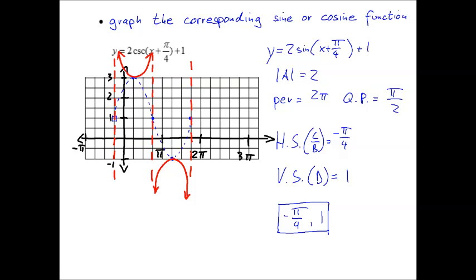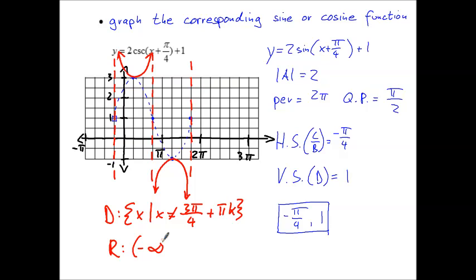Our domain for this cosecant function is x, such that x is not equal to, and where do we see our first positive asymptote? It's at 3 pi over 4, and it will repeat after pi periodically, so plus pi k, and the range goes from negative infinity all the way up to negative 1. And the other part starts at positive 3 and goes all the way to positive infinity.